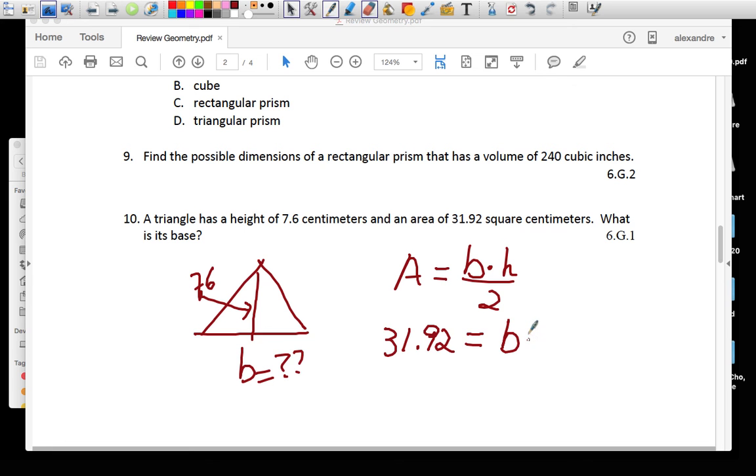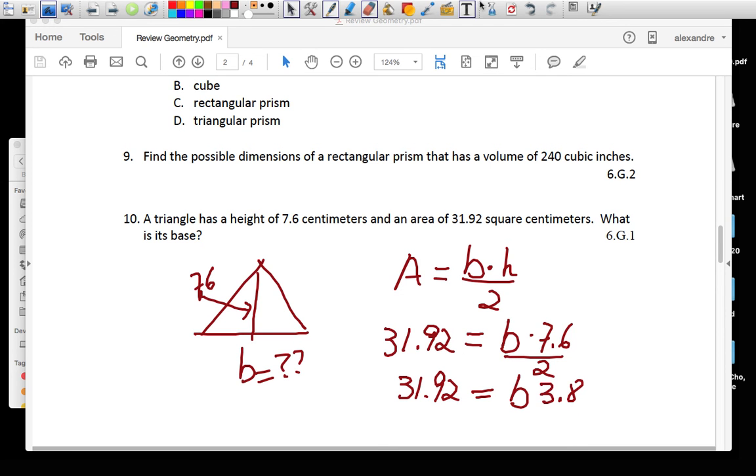And then height is, what's the height? 7.6 times 7.6 divided by 2. Okay, so what number multiplied by 7.6 and then divided by 2 will give you 31.92. This can be solved as an equation. Okay, ooh, this is going to be complicated here. Let's think of a number that multiplied. So I can go ahead and divide these two, 7.6 and 2, and make that a little smaller. So I can leave the b here and divide 7.6 divided by 2. If I divide that, that's going to give me 3.8.